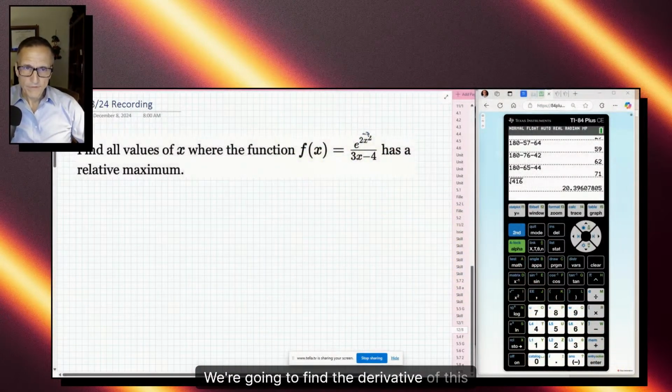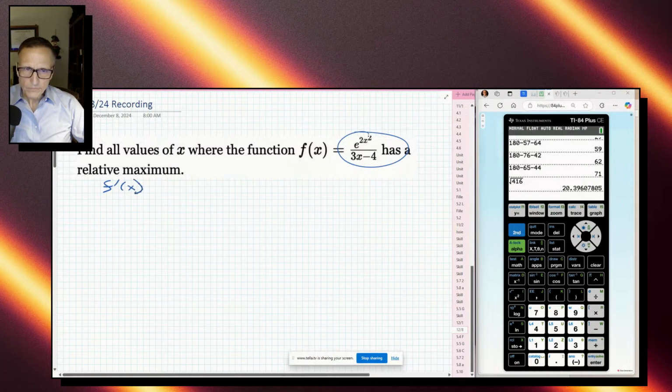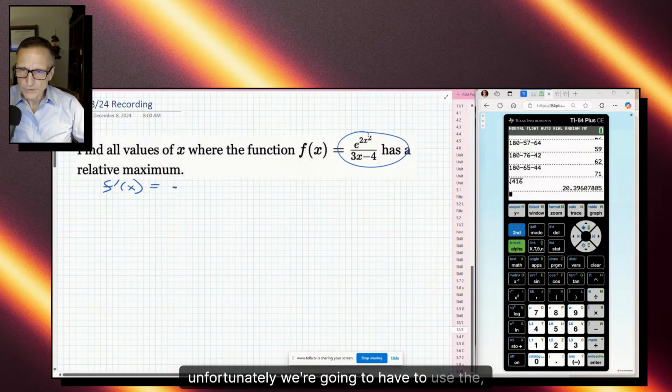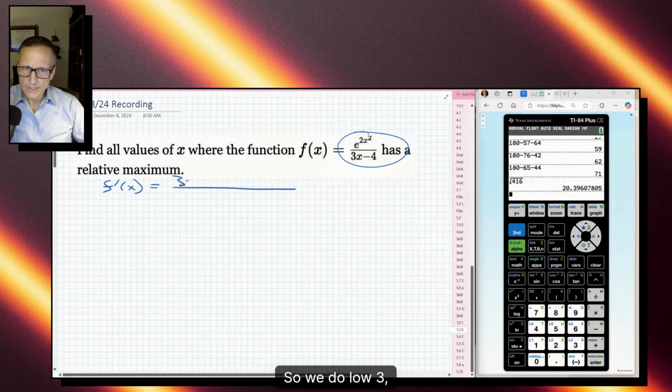First question here says, find all values of x where the function f of x equals e to the 2x squared over 3x minus 4 has a relative maximum. We're going to find the derivative of this function to find the critical values. Well, unfortunately, we will use the quotient rule. So we do low, which is 3x minus 4.